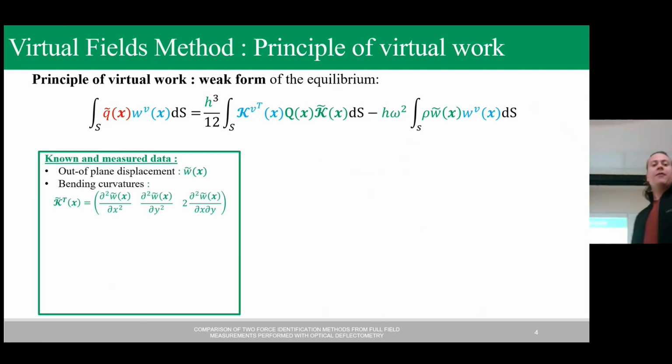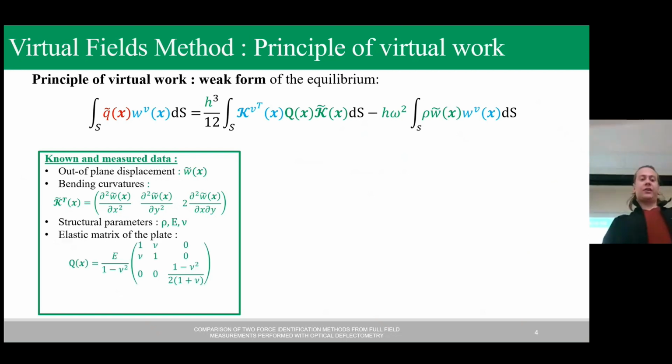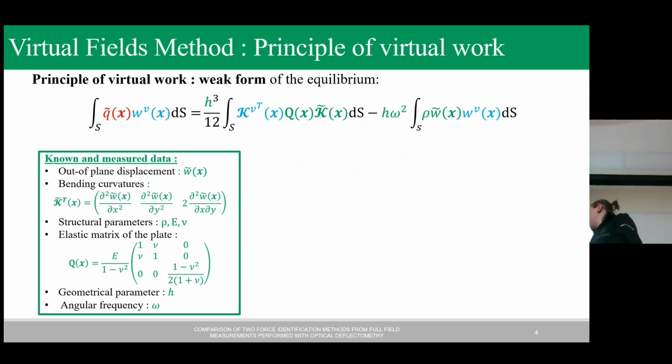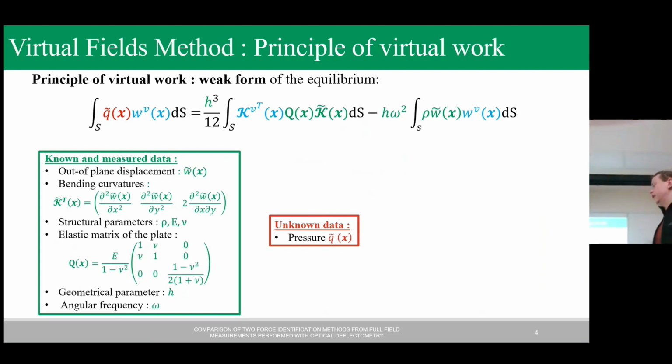So the out of plane displacement. There are also the bending curvatures, which are derived from the out of plane displacement, so it's just a second order spatial derivative. Then we have some structural parameters. The density, Young modulus, and Poisson ratio will help us to estimate the elastic matrix of the plate, Q in capital. And then we have geometrical parameters, the thickness of the plate, and an angular frequency. Concerning the unknown data, once again, it's the pressure Q that we want to estimate.